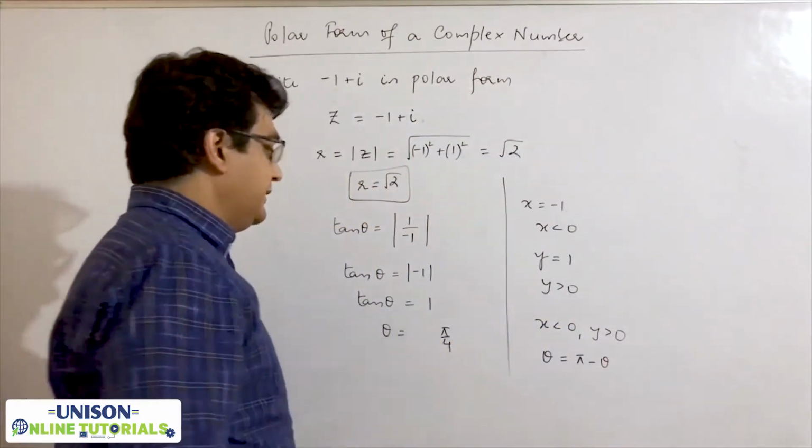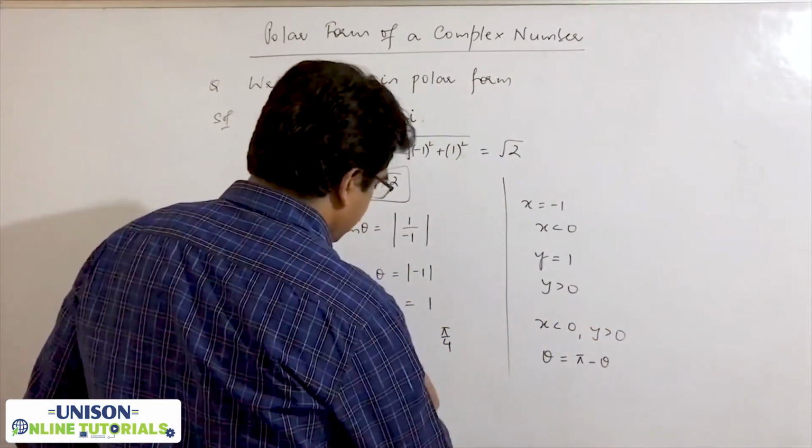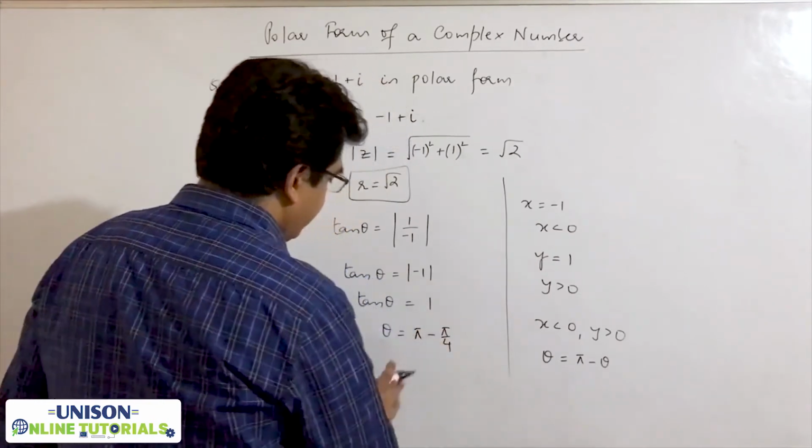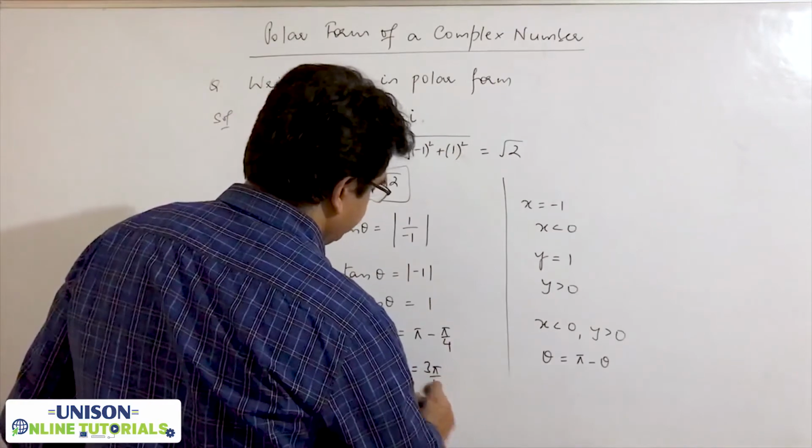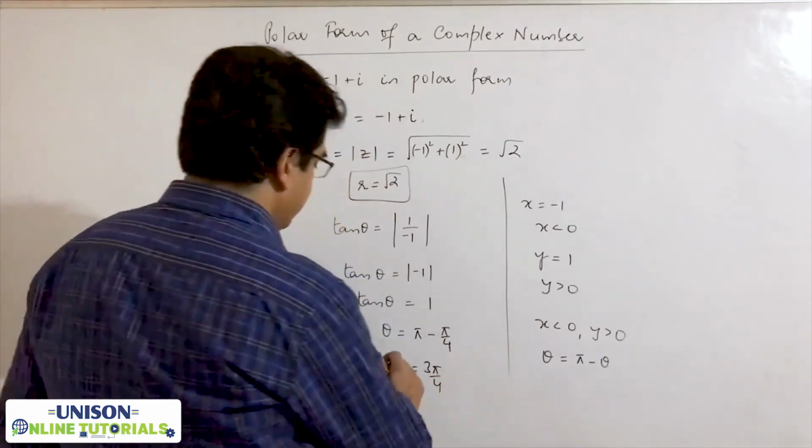So what is here? This is pi by 4, so theta will be written as pi minus pi by 4. So how much will theta come out to be? 3 pi by 4. This is the argument.